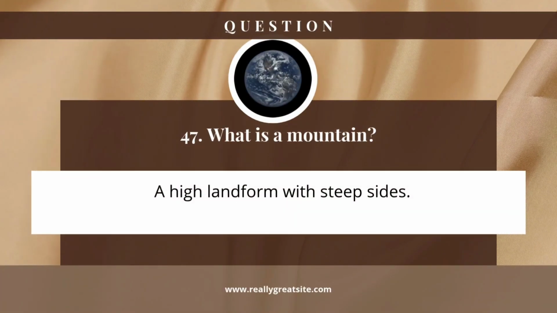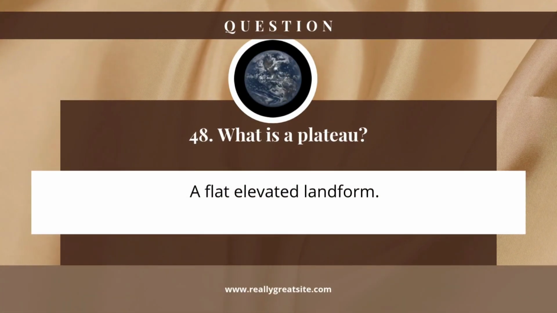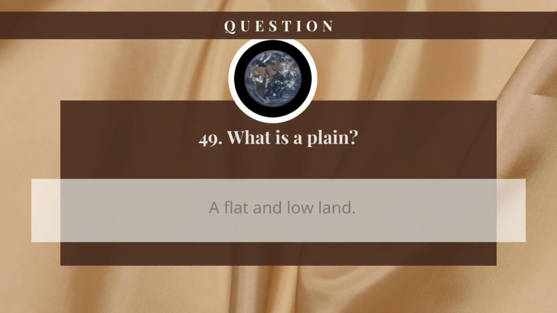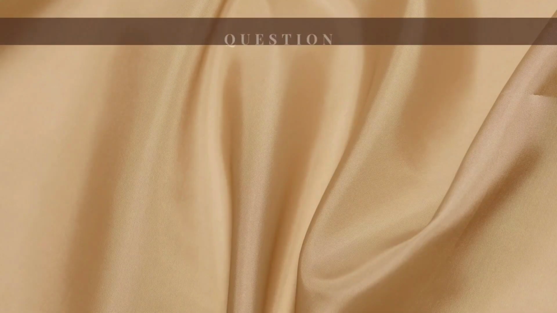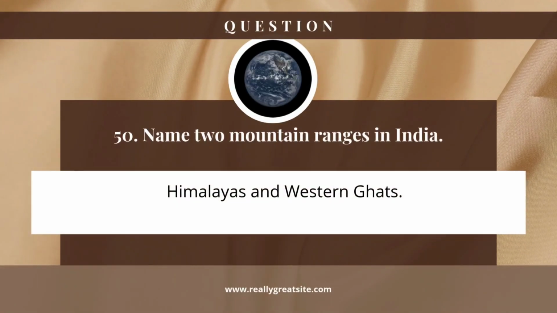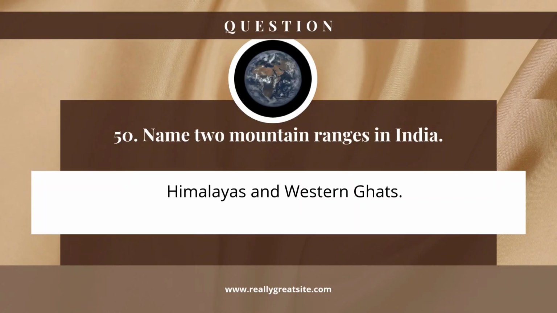47. What is a mountain? Answer: a high landform with steep sides. 48. What is a plateau? Answer: a flat elevated landform. 49. What is a plain? Answer: a flat and low land. 50. Name 2 mountain ranges in India. Answer: Himalayas and Western Ghats.